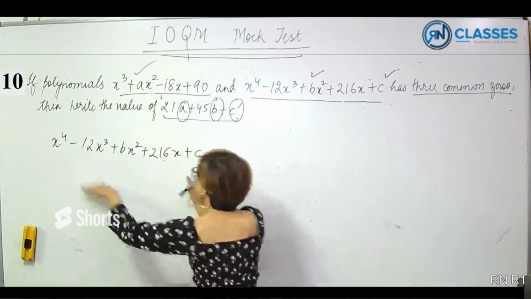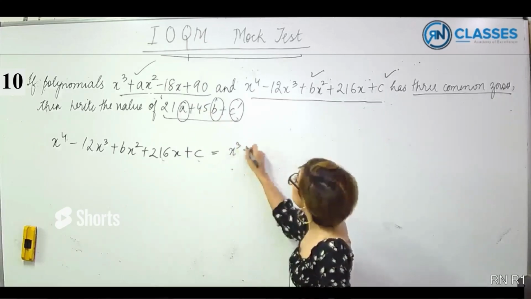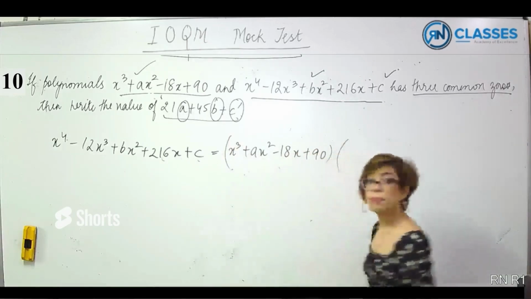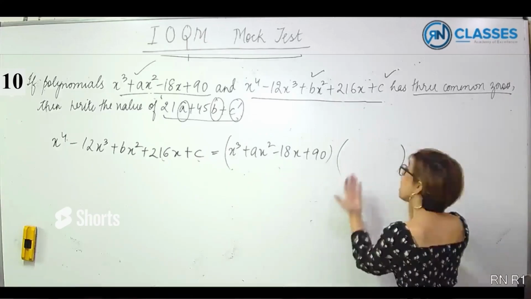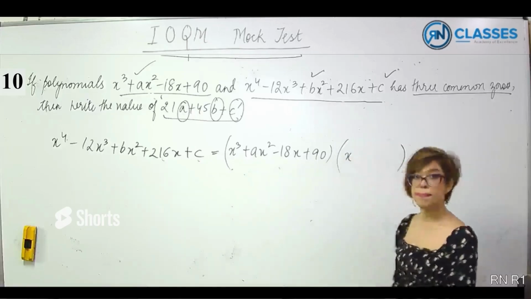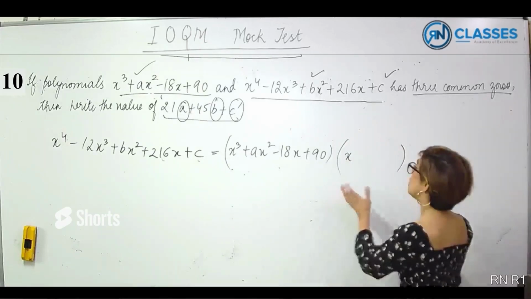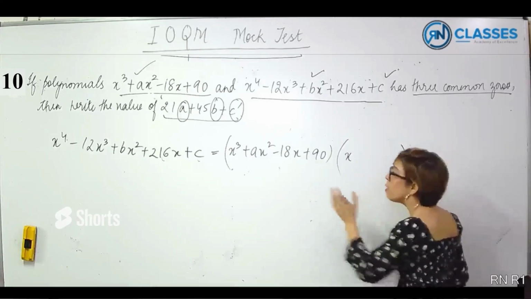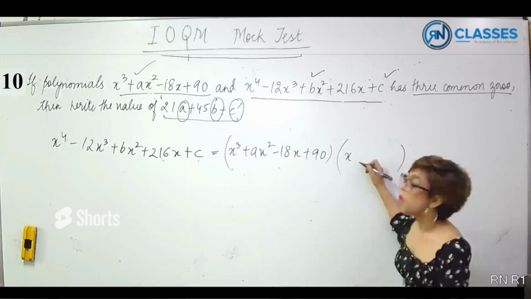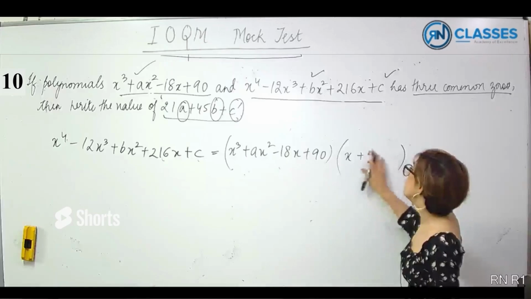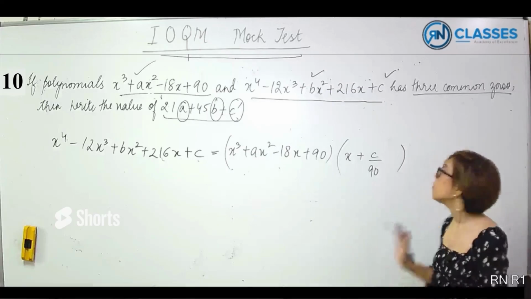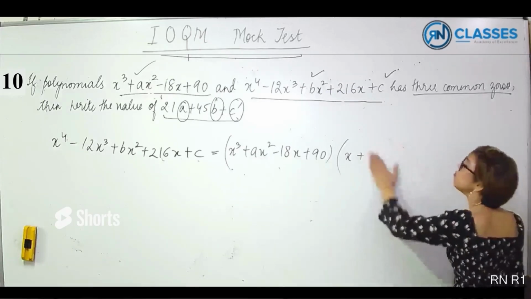I know that this is the dividend, so my divisor is that x cubed plus ax squared minus 18x plus 90. Now obviously the quotient has to be a linear factor, since x raised to 4 divided by x cubed means this has to be x. Now I need the constant term. Mind it, here the constant term is c. So obviously I would not want to write the constant term as c by 9. Why? Because fraction gets involved and we are not a big fan of fraction. So what I'll do is let the constant term be k, whatever the case may be.